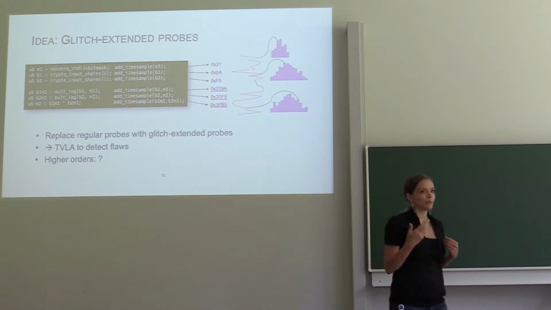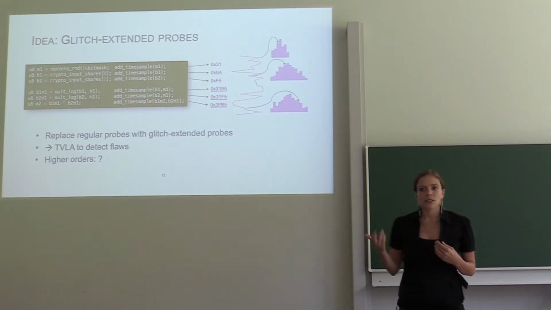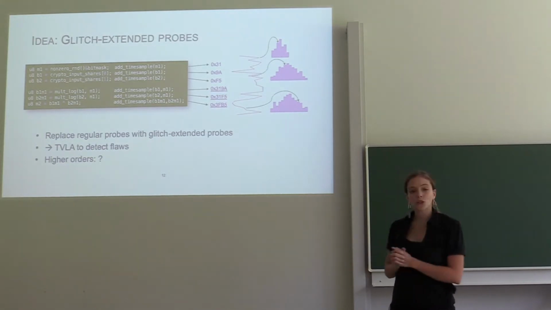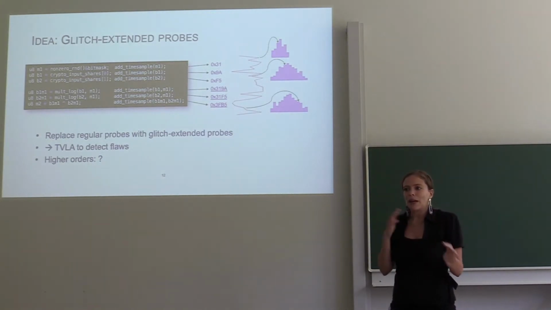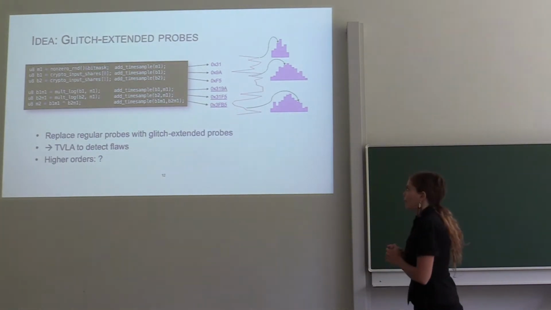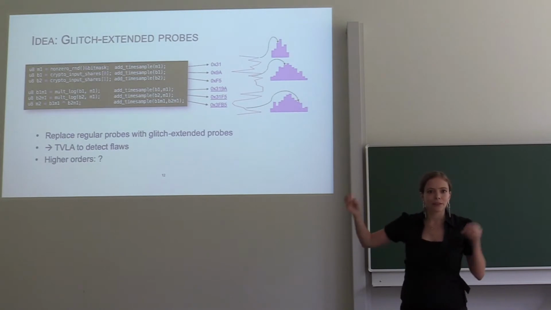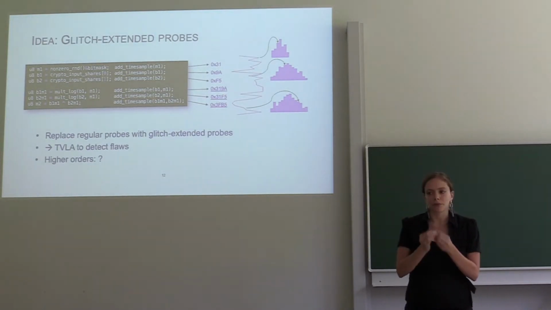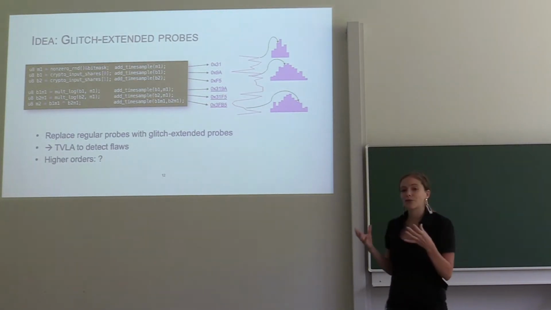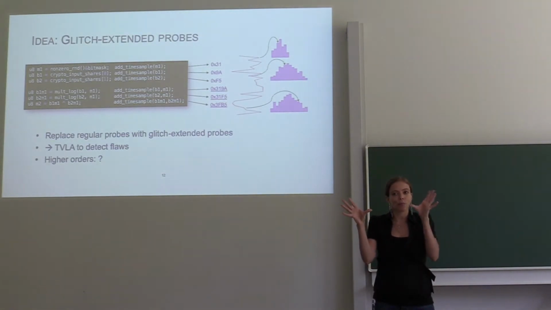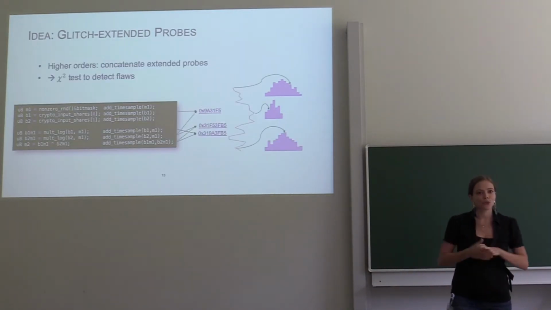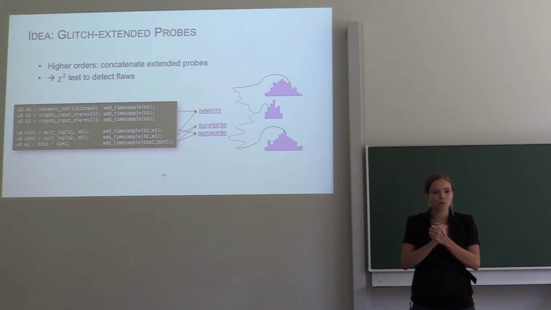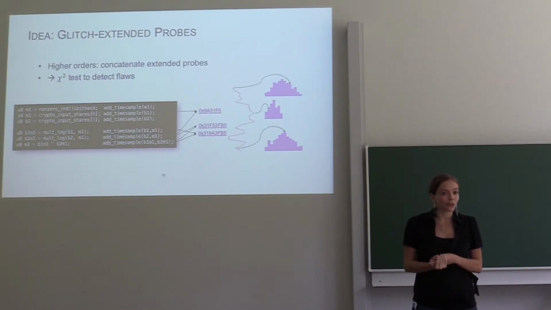So you can then do the same thing. You can collect these simulated traces and do TVLA. This works perfectly for first order. But then for higher order, you need to combine samples with each other. And the problem is that you cannot just multiply different glitch-extended probes because you would lose information. So we tried to find an operation that would compress two probes into one, but as far as we know, it doesn't exist. So we decided to concatenate glitch-extended probes to verify higher order security.